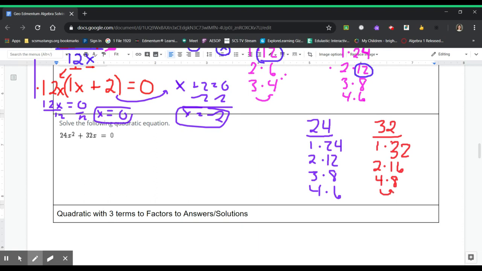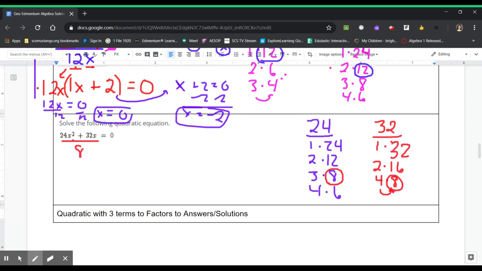So looking between the two, what is the biggest number that is common in both lists? Like we've got the 1, we've got the 2, but we're looking for the biggest. And the biggest they both have in common is going to be 8. So the greatest common factor for the numbers is going to be 8. So I'm going to divide by 8.